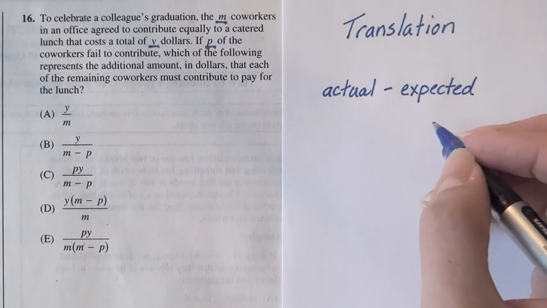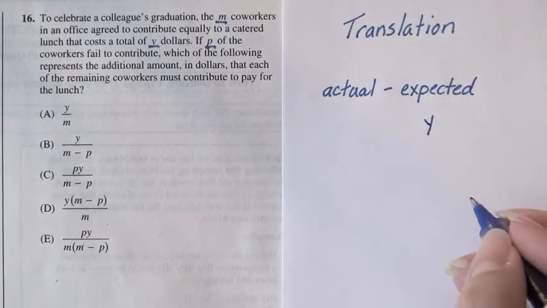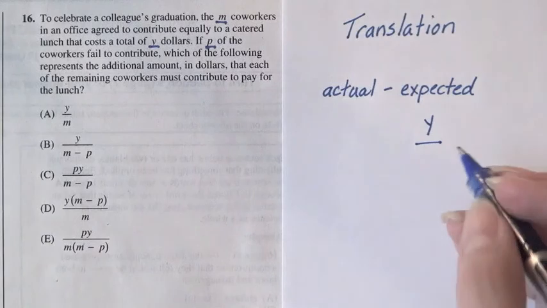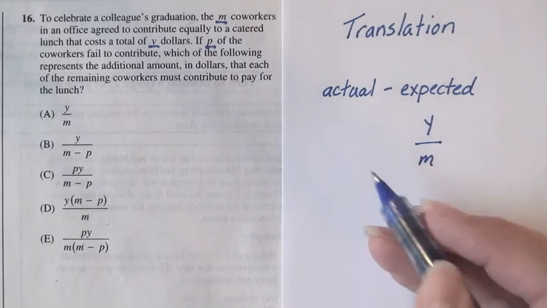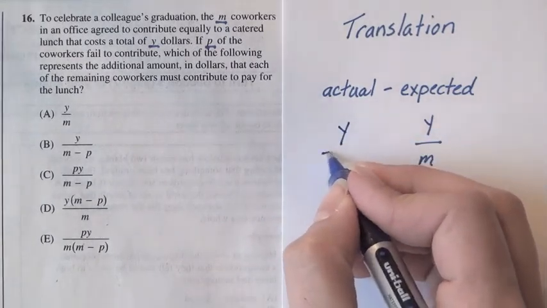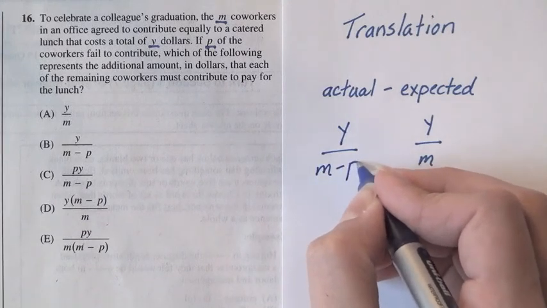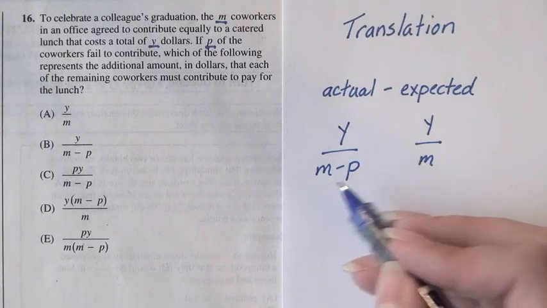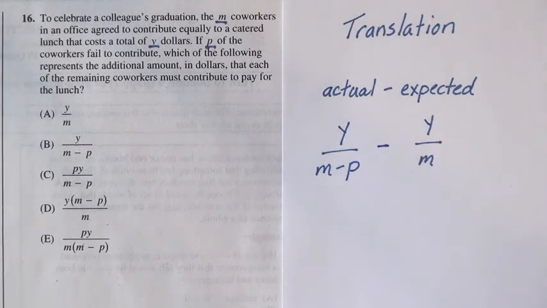If everyone had contributed, you just take the total cost of the lunch, Y dollars, divided by the number of people contributing, all of the coworkers in the expected case. But what actually happened? Actually, the amount of the meal was divided among fewer coworkers, M minus P, to be exact. So that's how much they actually paid and how much they expected to pay. So to find out the difference between the two, we'll just subtract.